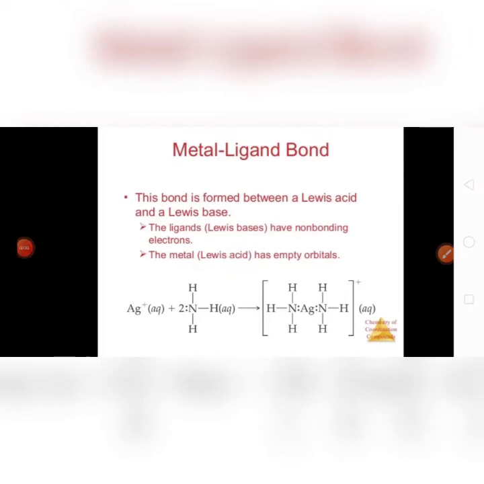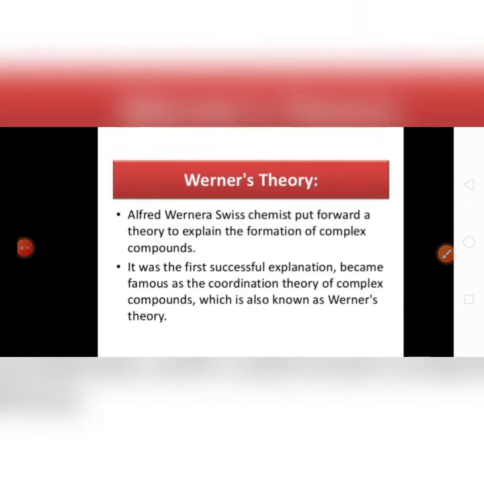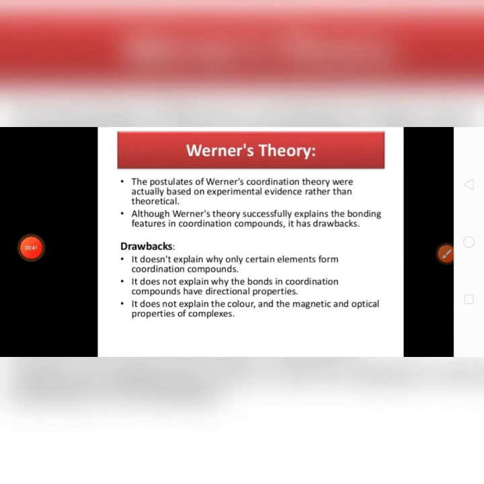To understand these metal-ligand bonding, many theories were proposed by different scientists. So let us discuss them one by one. There was a chemist, Alfred Werner. He was the first person who put forward a theory to explain the formation of complex compounds. That's why he is also known as the father of coordination chemistry. So let's have a look at the postulates of the Werner theory. The postulates of Werner's theory were based on experimental evidences rather than theoretical aspects. Although Werner's theory successfully explained the bonding features in coordination compounds, it has some drawbacks.